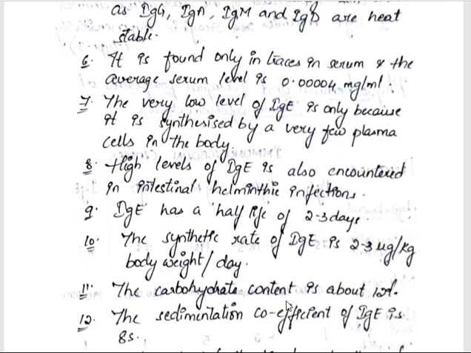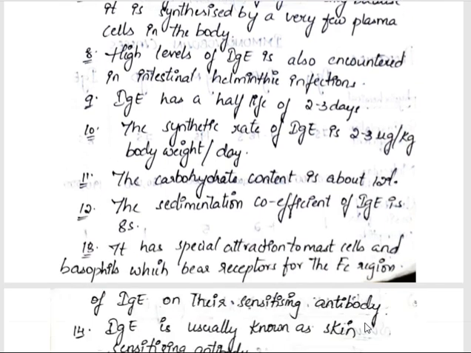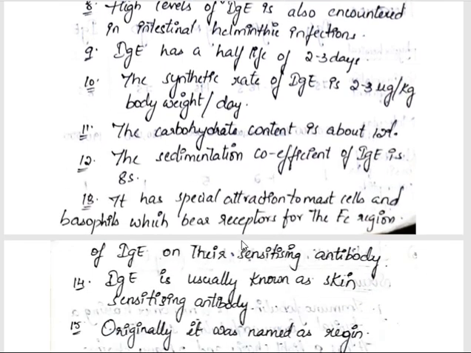And here also the carbohydrate content is more, that is about 12%. Altogether the IgM is only 10 to 12%, though it is a pentamer, but here IgE singly it is 12%, and its sedimentation coefficient is 8S, whereas IgG and IgA are 7S, and IgD is also 7S, whereas IgM is 19S.